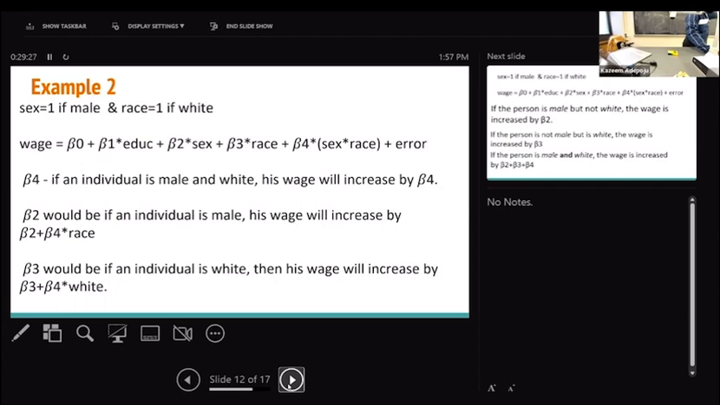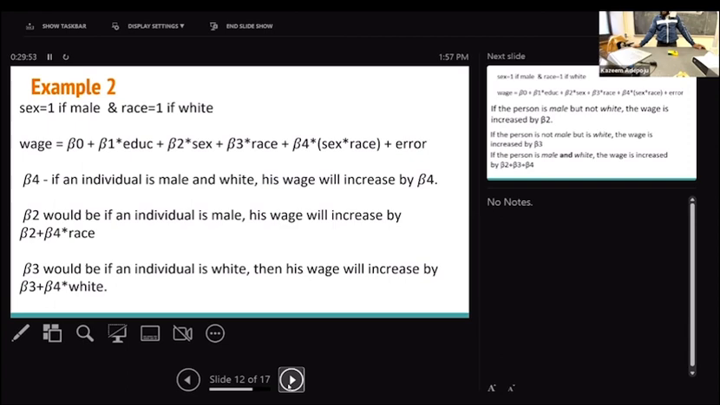Why? Because if it's a male, the sex is going to be equal to 1, isn't it? Look at what I said from the beginning: sex equal to 1 for male. Plug in 1 where you see sex. What are you going to have? It's going to be beta 2 plus beta 4 race, because you have plugged in 1 in place of sex. Look at that. That is the way that's going to be done.